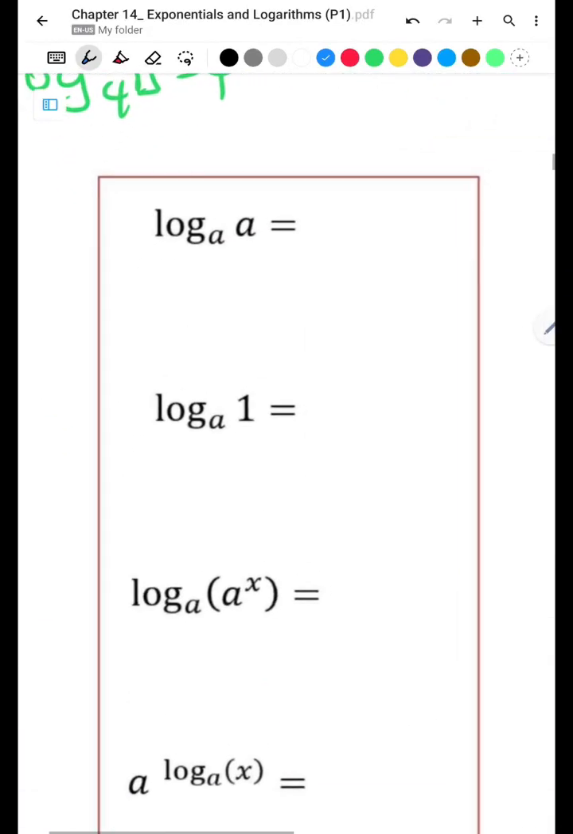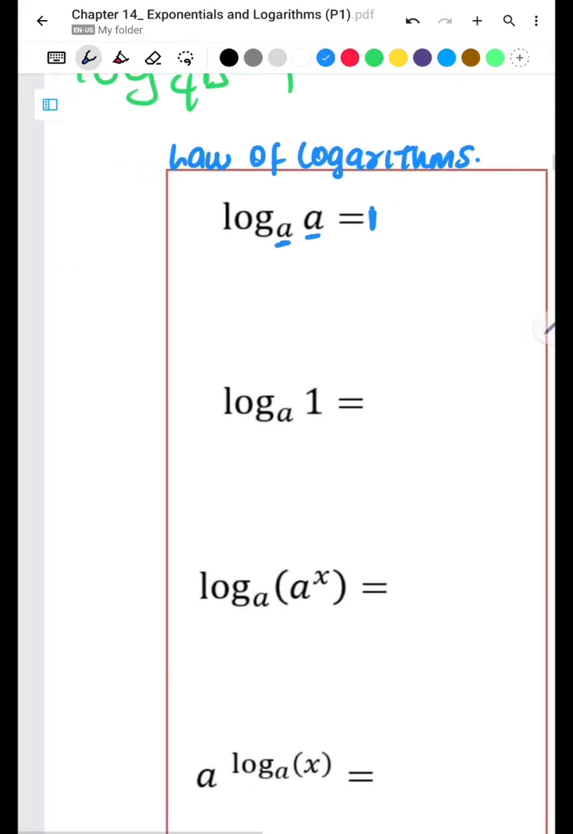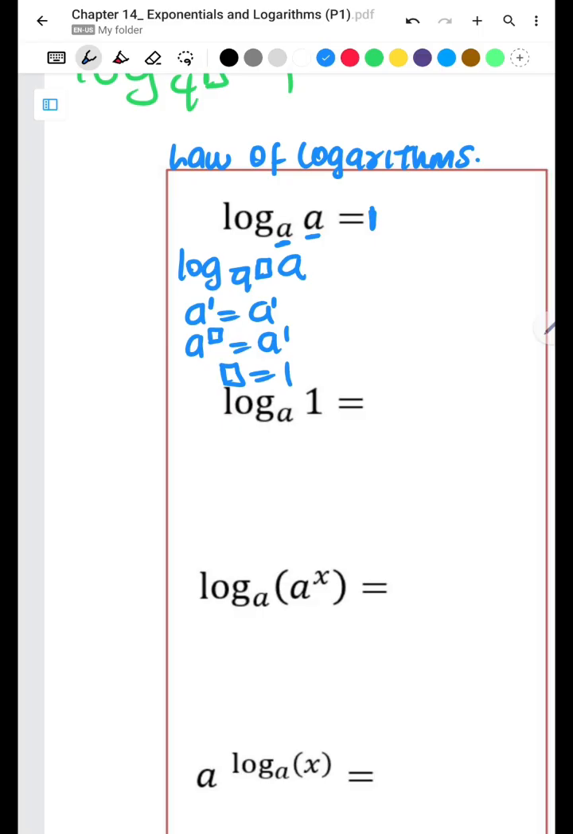Now, these are a few laws of logarithms. When we have log base a of the same value a, this is equal to 1. That can be proved: log base a of what would give me a? That's simply saying a to the power of 1 is equal to a. So definitely our box here is equal to 1. It's a law of logarithms that can be proved, and we should know it by heart.